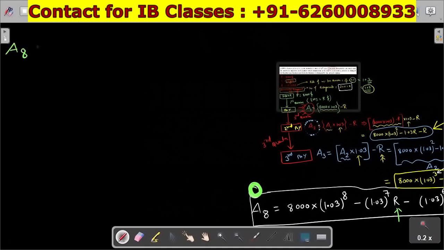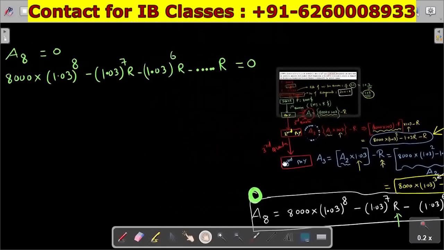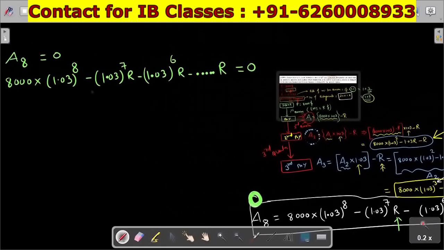So what I'm saying, A8 should be equal to 0, and A8 is basically 8,000 into 1.03 raised to power 8 minus 1.03 raised to power 7 r minus 1.03 raised to power 6 r minus dot dot dot r should be equal to 0, right? Let us verify this. Yes. So now we can see that this is our geometric progression.